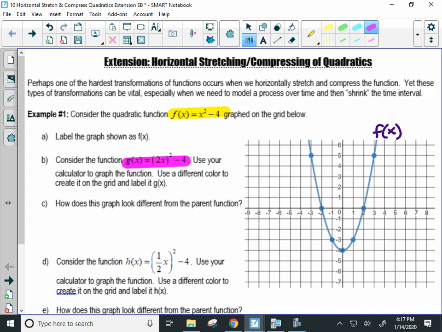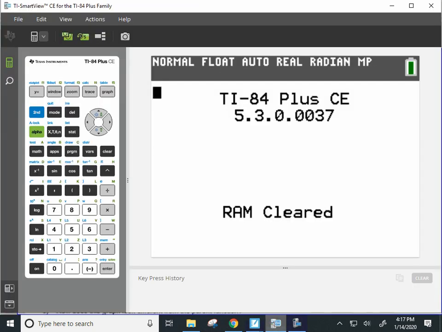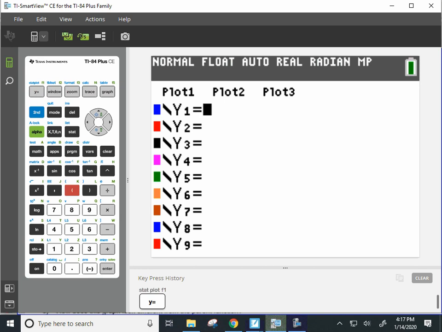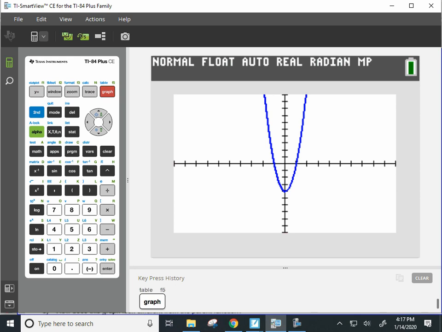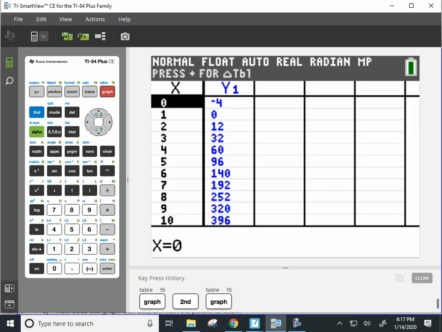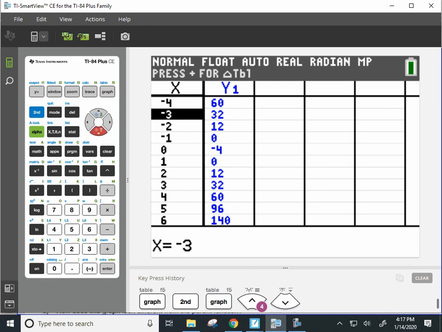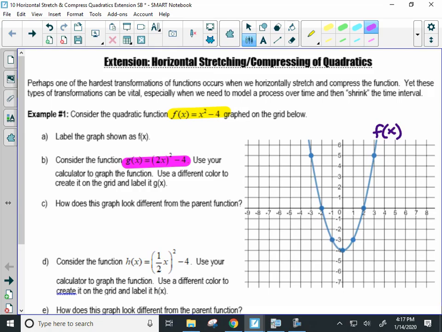So we're going to graph the quantity 2x squared minus 4. So on your calculator, we're going to go to y equals 2x squared minus 4. Okay? So it looks like this. And I'm going to make a table so we can plot some points. And let's see which points are going to fit on our grid. It looks like negative 2, 12. I don't think that'll fit here.